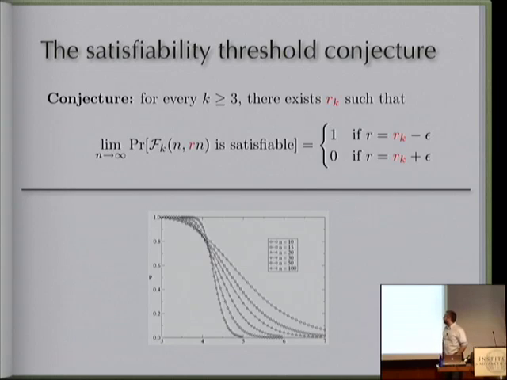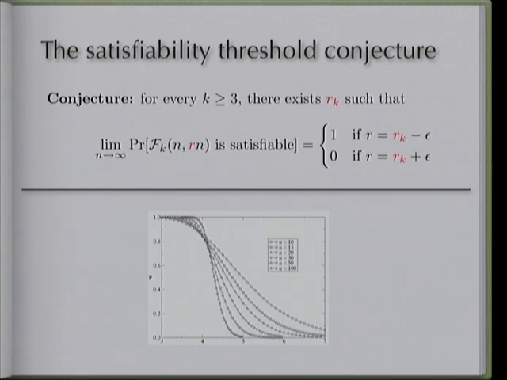And then for satisfiability, the following conjecture has been around for a while, that basically for every k greater or equal to 3, there exists some critical density such that the probability that a random formula is satisfiable goes from near 1 to near 0 around that density. So you see this plot here for the case k equals 3, and the plot gets closer and closer to a step function as we increase the number of variables.